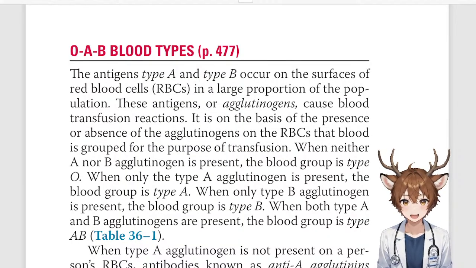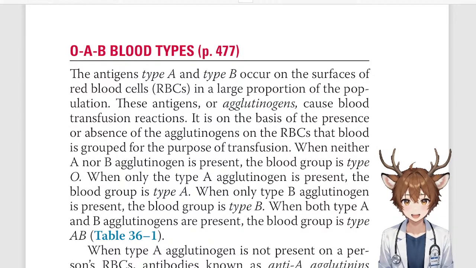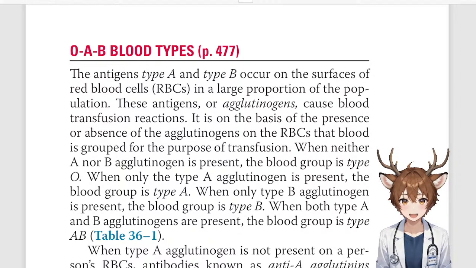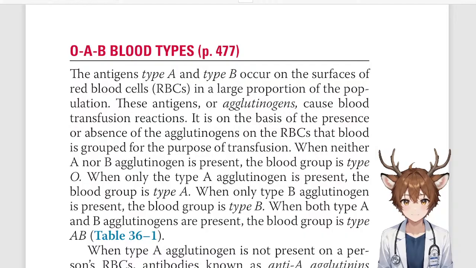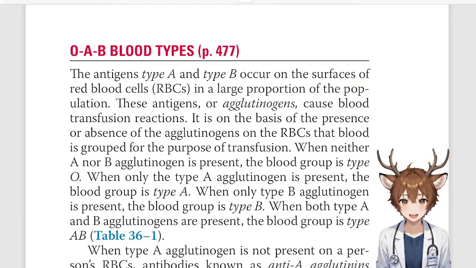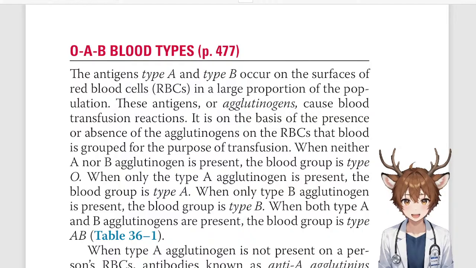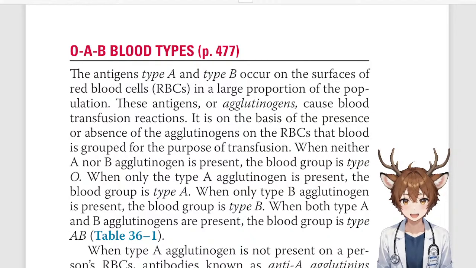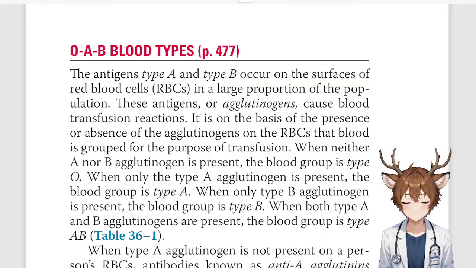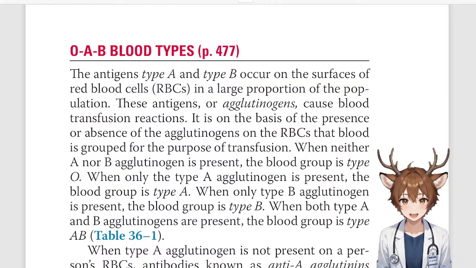When neither A nor B agglutinogen is present, the blood group is type O. When only the type A agglutinogen is present, the blood group is type A, and when only the type B agglutinogen is present, the blood group is type B. When both A and B agglutinogens are present, the blood group is type AB.